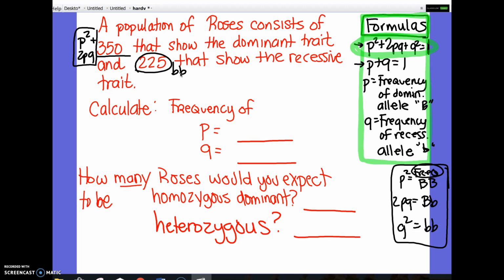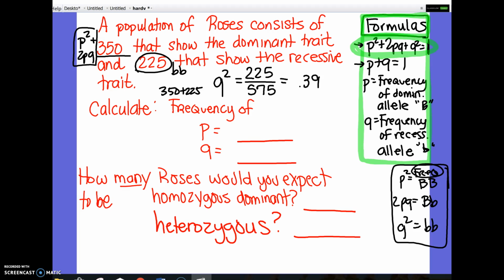Now, how do you get the frequency of q squared when you're given numbers? The frequency is going to be 225 over the total in the population. So in other words, 350 plus 225, which is a total of 575. Turn that into a decimal by dividing it out, and we get that q squared is 0.39. I do happen to be rounding to the hundredths place. You don't have to. There will be an acceptable range of answers.